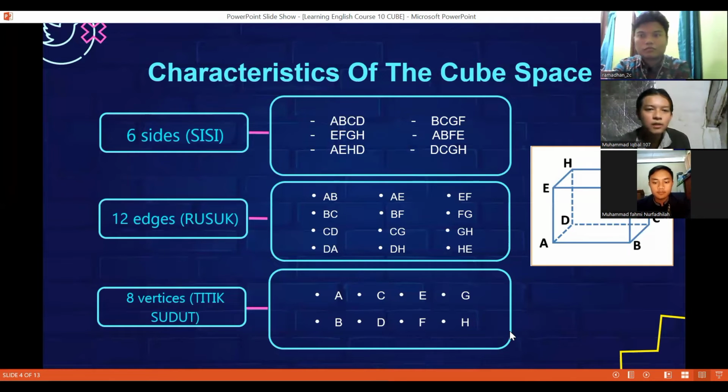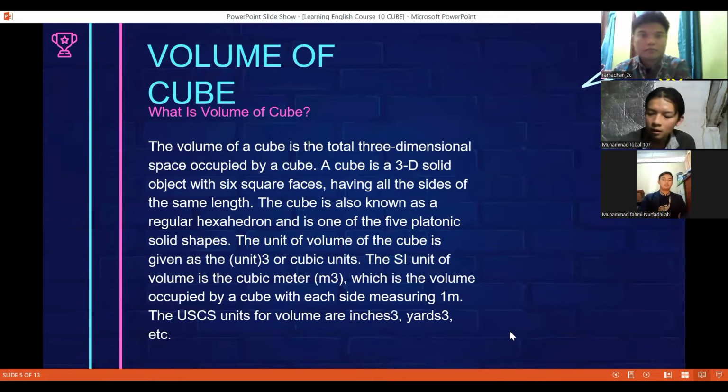Okay, thanks Fahmi for explaining to us about the definition and characteristic of the cube. So the next material is going to be delivered by Ramadan. Time is yours. Thank you for the time.